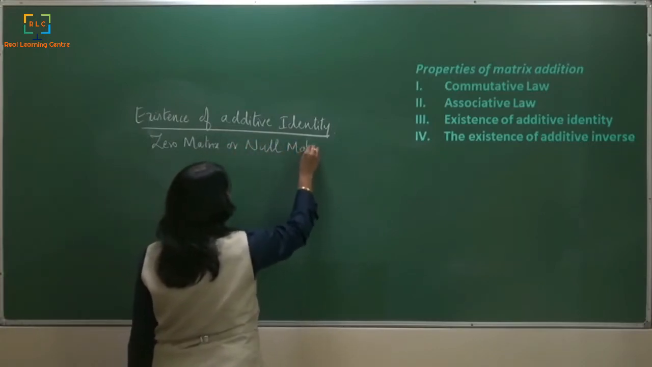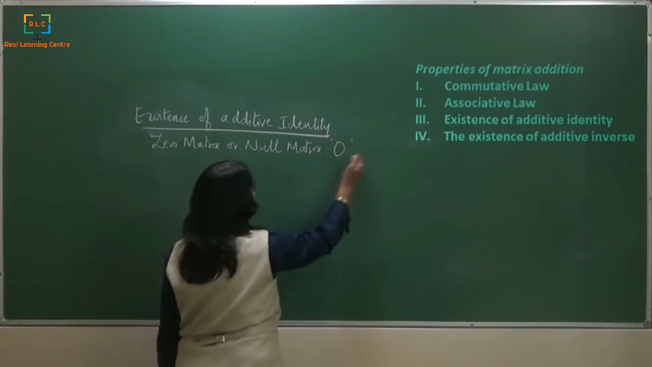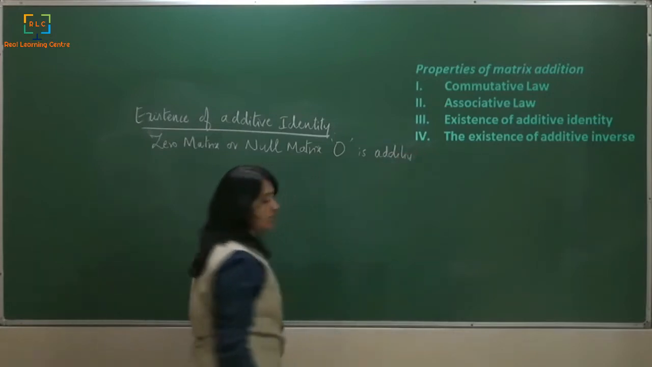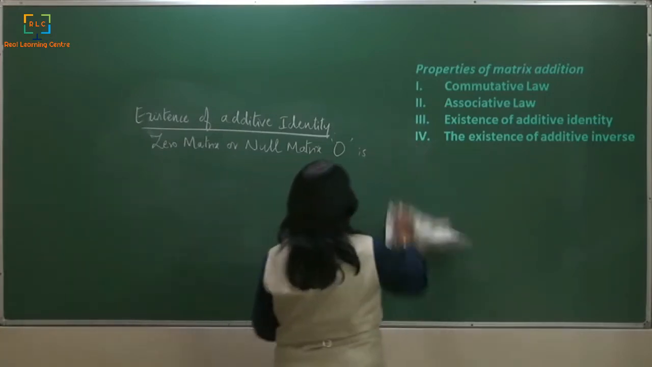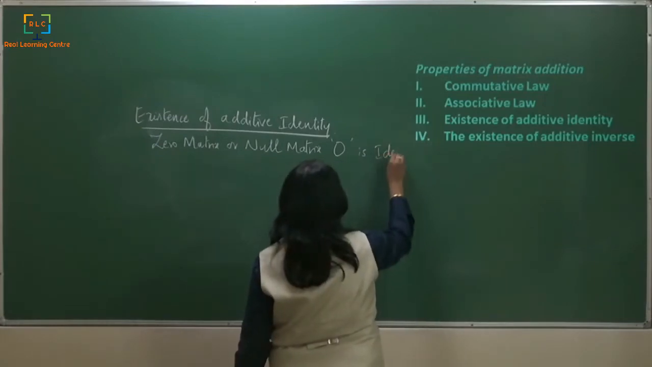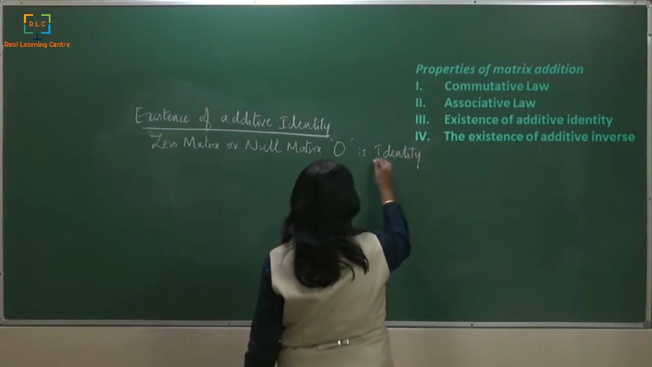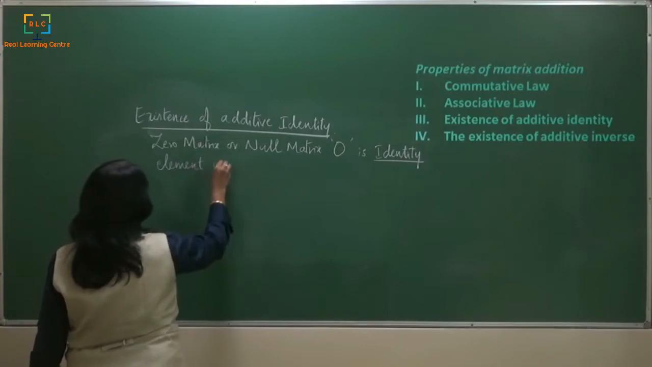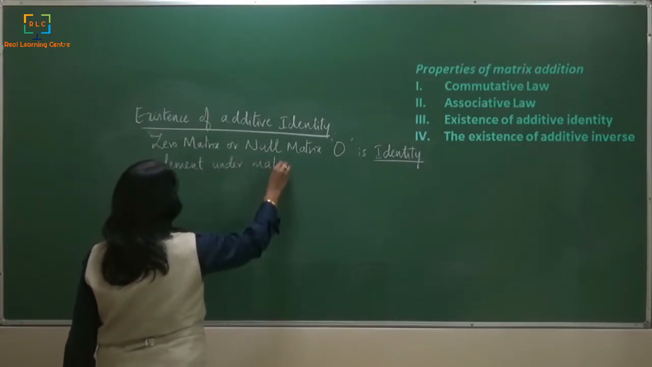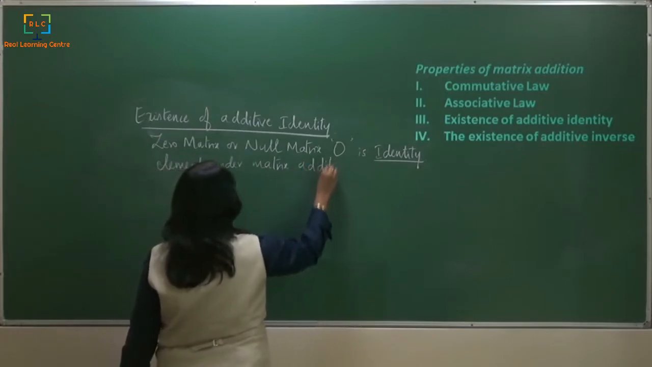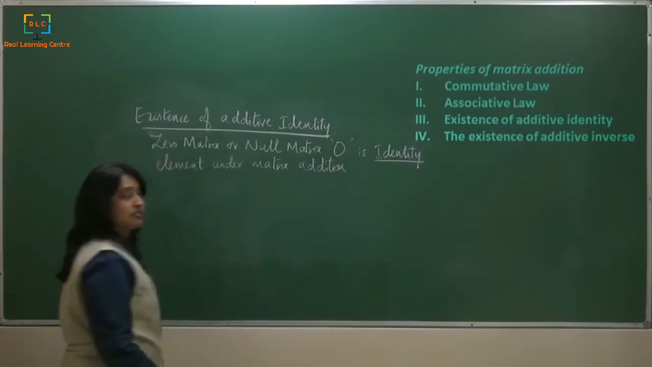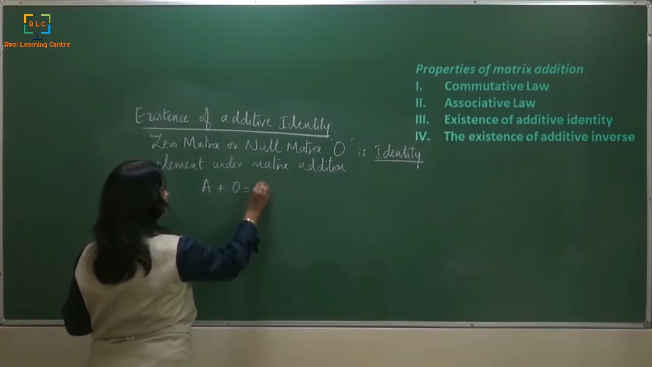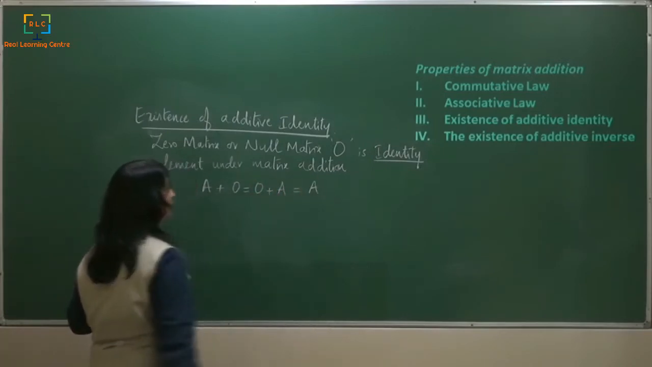It is represented by what? It is represented by O. Null matrix O is additive identity, or I'll say is identity element under addition operation, under matrix addition. And how do you write it in the symbol? It's like this: A plus O is equal to O plus A will always give you back A.